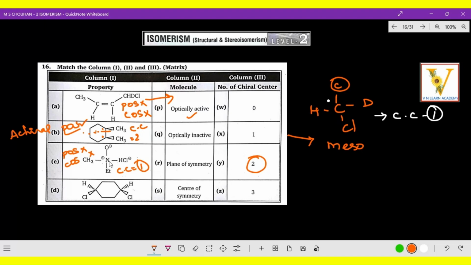Here in this point, there is no POS, COS. Both all are different groups or atoms, right? So that means here what it is, optically active. So optically active, POS, COS will be absent.